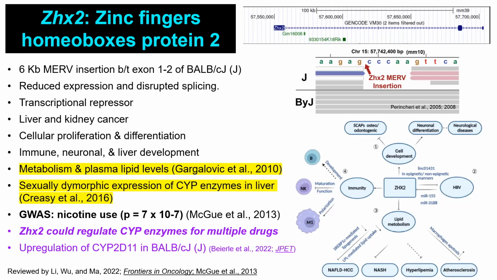And you can see here that in the J strain, none of the short reads line up to this sequence here, whereas all of the BYJ ones do. So we've nicely replicated that in the short read data. And since then, long read data has come out from the Zhx lab, again, identifying this mouse endogenous retroviral insertion. And so this is our candidate.